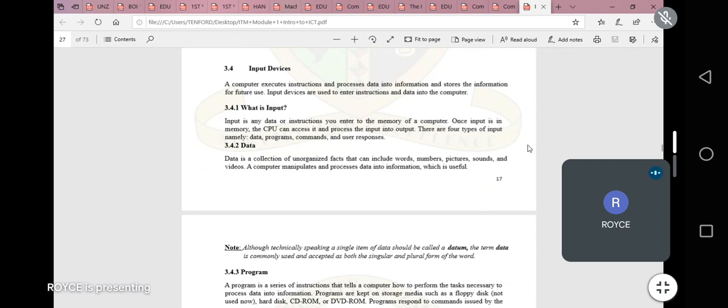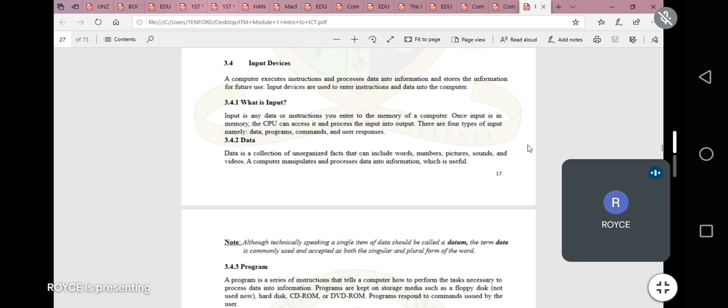Once you enter that input, the central processing unit is going to access it, process it, and then give you output. Here there are 4 types of inputs. The first one is data.